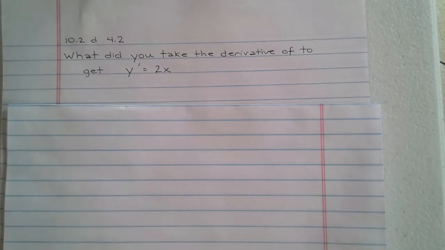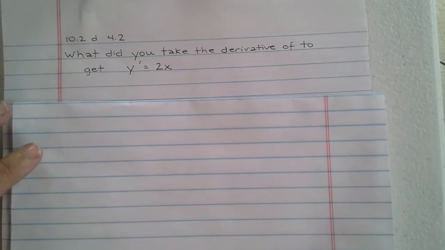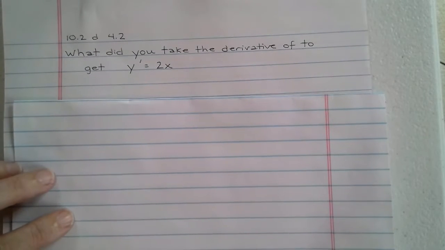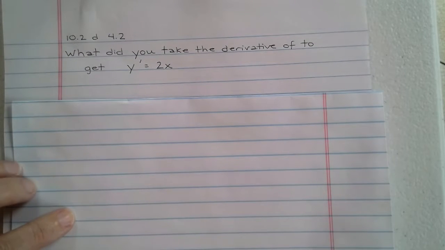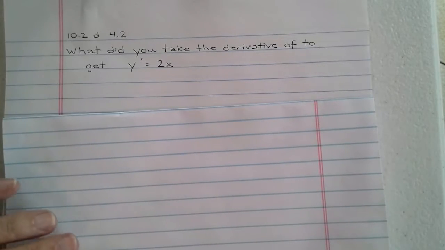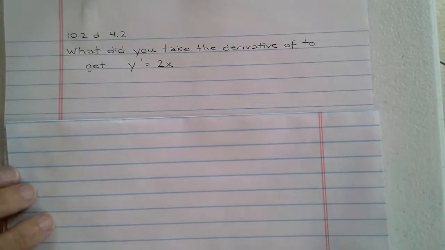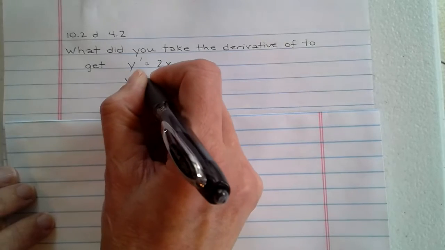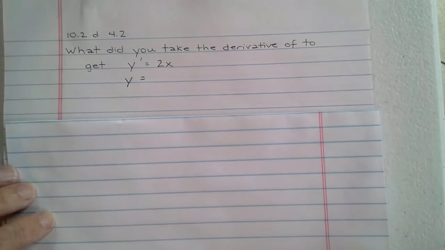Everybody, start the lesson 10-2, the last part of it, I promise. We're going to look at some position, velocity, and acceleration problems, but I wanted to first of all get you to think about what you took the derivative of to get y prime equals 2x. Go ahead and write down what we took the derivative of. What was y if when we took the derivative we got 2x?